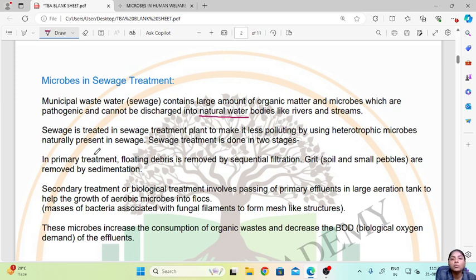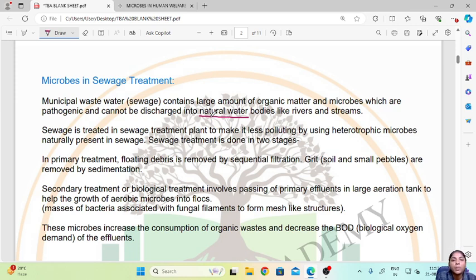So what do we have to do? We have to treat this sewage water and make it less polluted or okay to discharge it into the waters. So the sewage is treated in sewage treatment plant to make it less polluting by using heterotrophic microbes naturally present in the sewage, and the sewage treatment is done in two stages. So there are two stages in sewage treatment. The first is the primary treatment and the second is the secondary treatment.